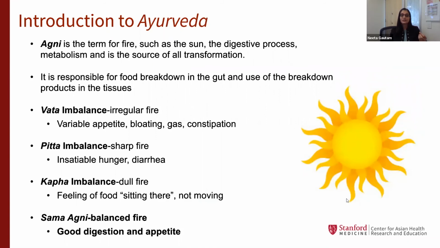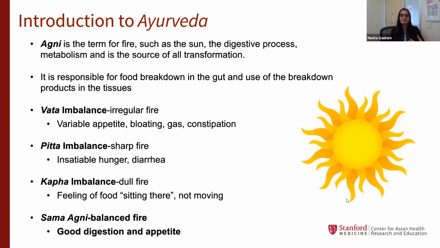Agni, which is another important concept in Ayurveda, is the term for fire. That can apply to the fire of the sun, the fire of the digestion, the fire within the tissues that provide all transformation. It's responsible for food breakdown, and as that food is broken down and transported throughout the body, how the body uses it. Just as the doshas constitute our body, the doshas can also impact the quality of the Agni, or the fire.